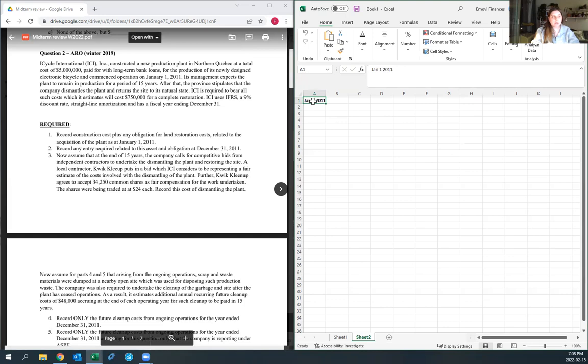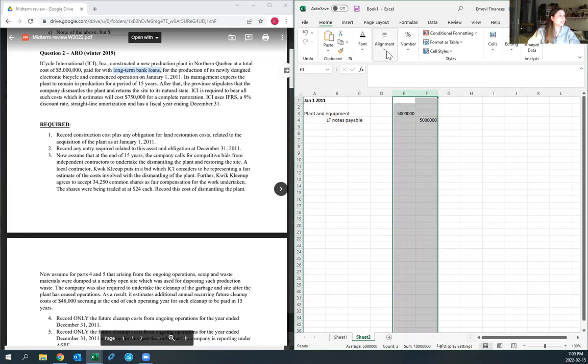So the first thing that you want to account for is the fact that now you have a new production plant. So you want to record your asset. Your asset has a cost of $5 million, so you're going to put it in the books for that amount. And they're also telling you that was paid with long-term bank loans, so you want to recognize that also for the same amount. So you're going to have the plant and equipment for $5 million, and long-term notes payable for the same amount.